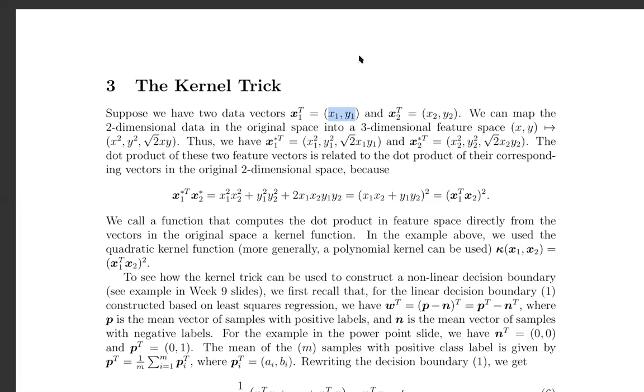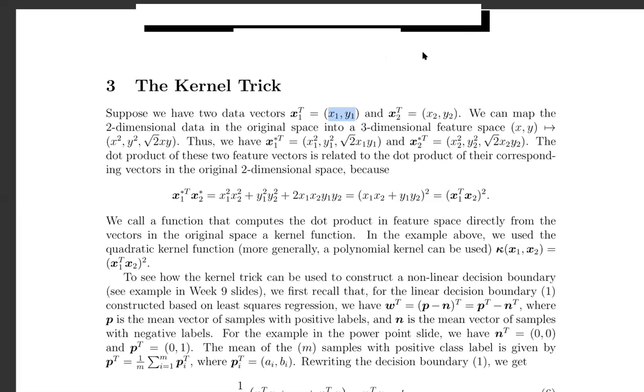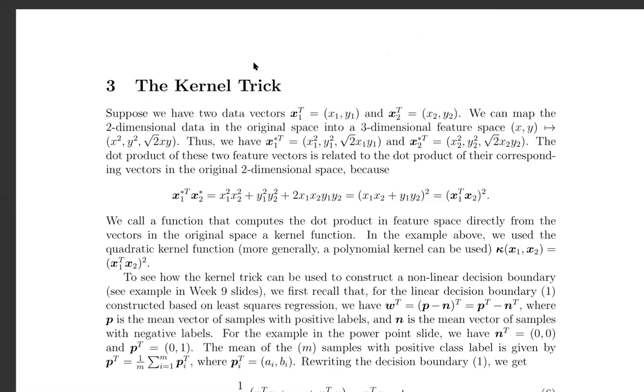Just to give an example, if your x1 transpose is equal to 1, 1, and your x2 transpose is equal to, let's say, 2, minus 1, then you can do this mapping and you will go to 1, 1, square root of 2. For the other one, you square 2 and get 4, you square minus 1 and get 1, then you get square root of 2 times 2 times minus 1.